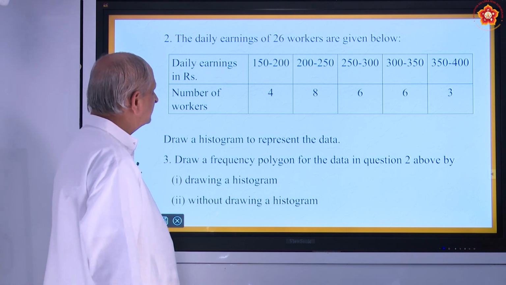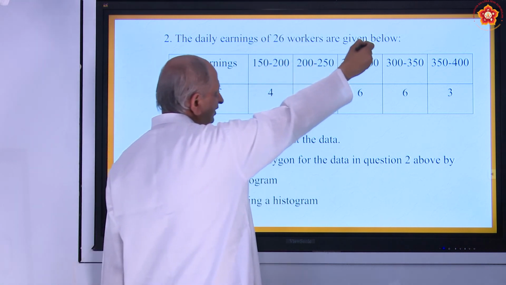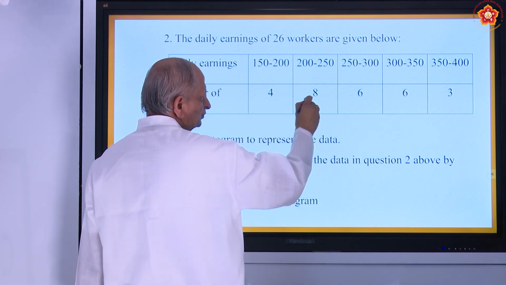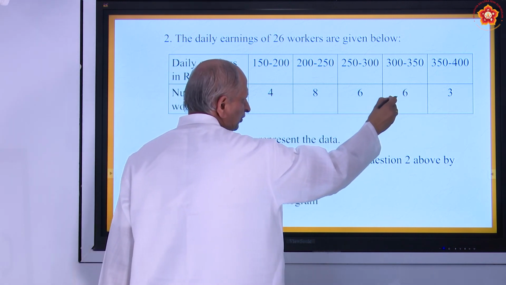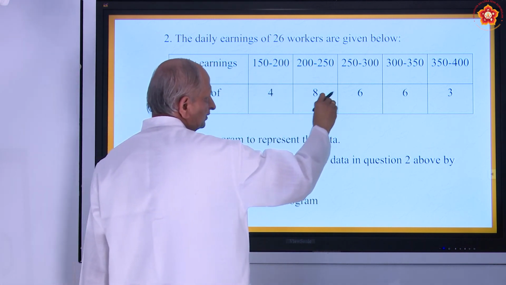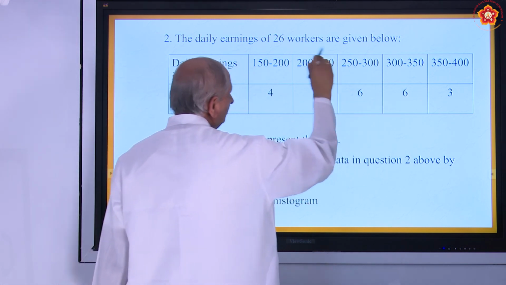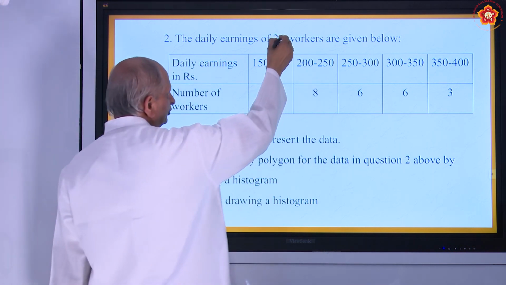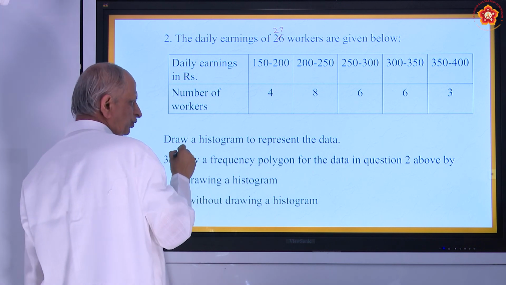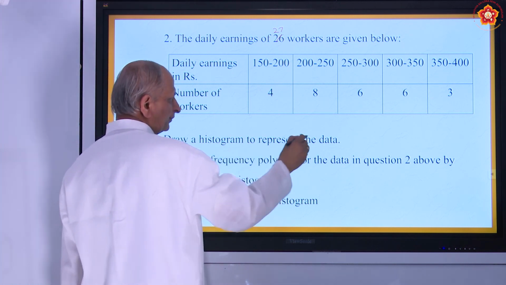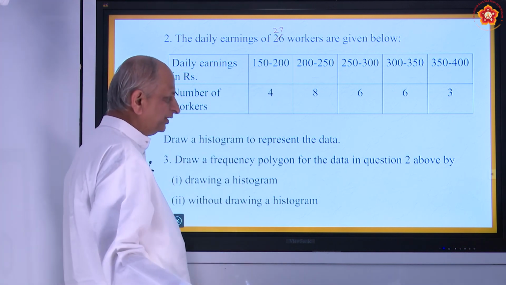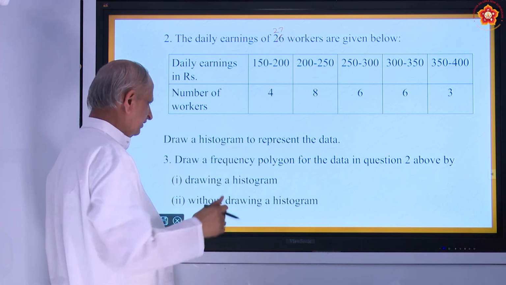Second question: daily earnings of 27 workers are given below. You have to draw a histogram to represent the data. You have been taught it just now, no? Like that you work it out, okay?